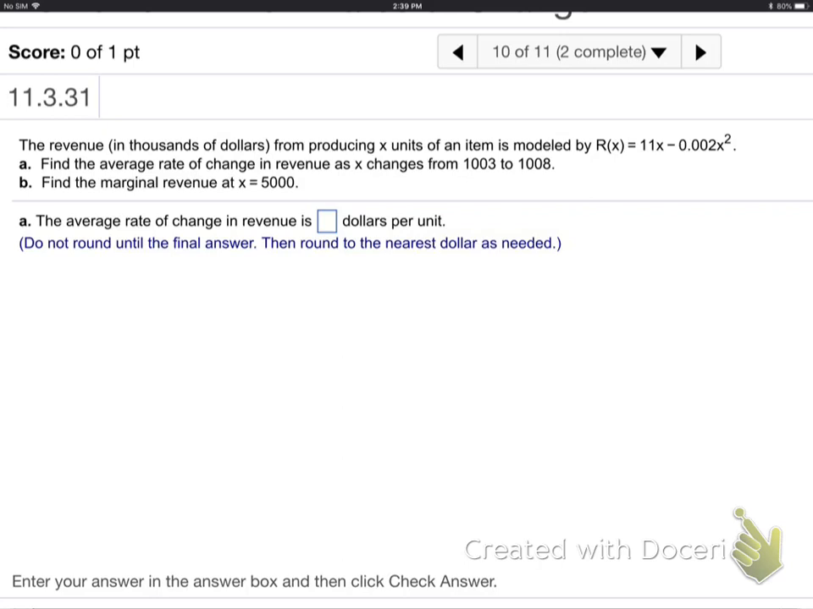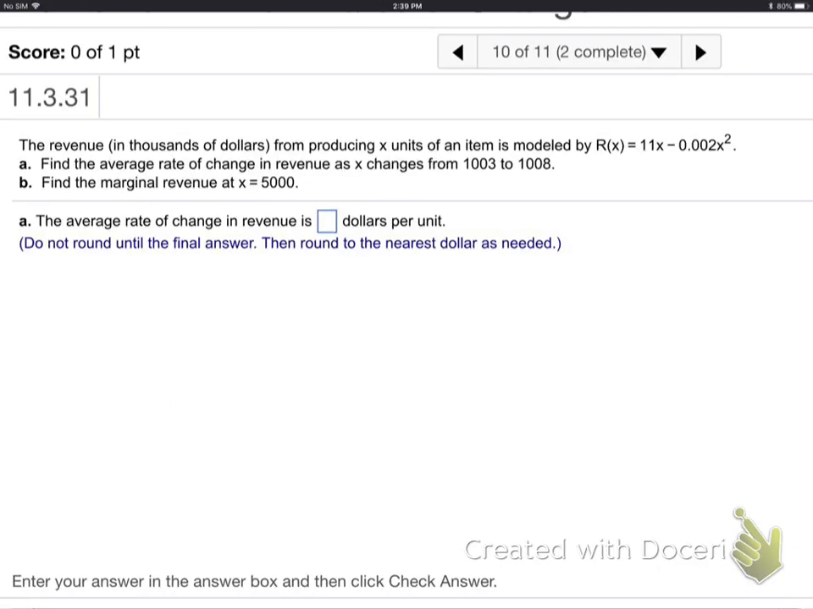Marginal. Find the marginal revenue at 5,000. So 0.004 times 5, I bet it's 20. Let me. So I'm just going to do part B. I don't got time for part A. I didn't realize they do this right at the end.